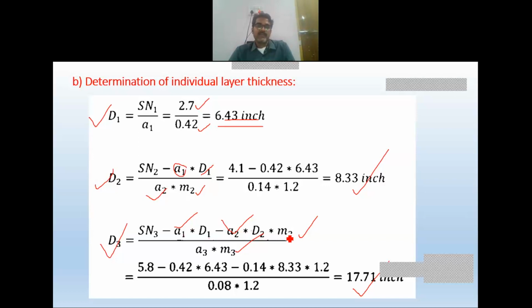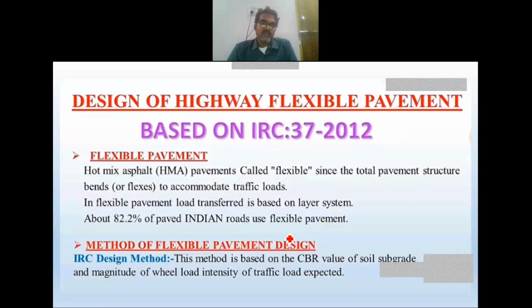So develop the theory of the AASHTO method of flexible pavement design. Finally, IRC 37 2012. We have already discussed IRC 37 2012 in the previous semester, but let's quickly go through the numerical problem. Now, hot mix asphalt, as I said, is a flexible pavement. In India, we call it bituminous concrete pavement, BC pavement, or asphalt concrete pavement, AC pavement.